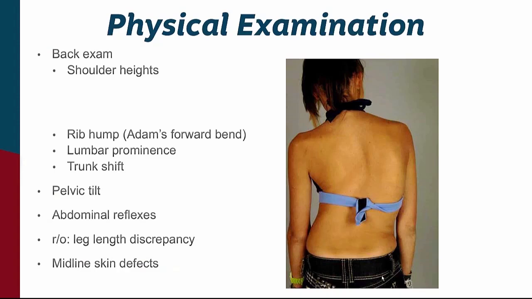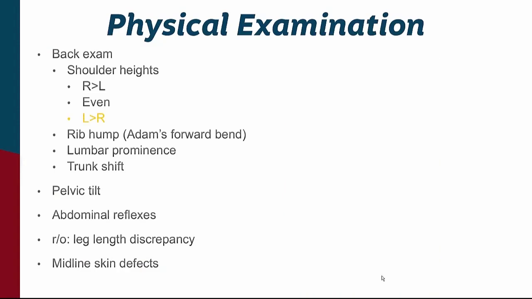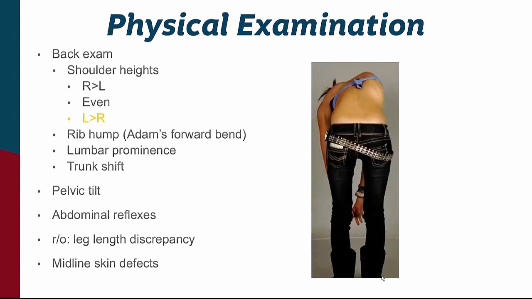On exam, these children, we should always examine the back. So if they're standing and ambulatory, we'll have them stand upright, look at the shoulder height, and see if one side is higher than the other, especially if the right is higher, or if the left side's higher. Then often we'll have them do an Adams forward bend. So with the legs together, legs straight, we have them bend at the waist and lean forward as close as they can, hopefully 90 degrees at the waist.